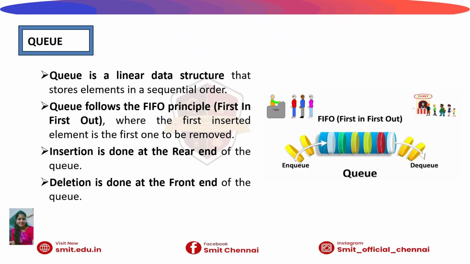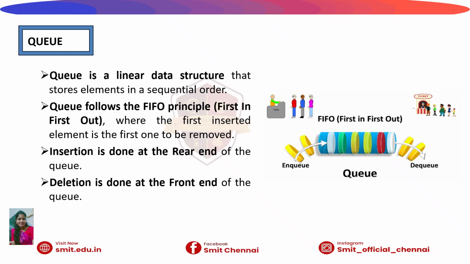Queue. Queue is a linear data structure that stores elements in a sequential order. It follows the first in, first out principle, meaning the first element added to the queue is the first one to be removed. There are two main operations in a queue, enqueue and dequeue. Enqueue adds an element to the rear of the queue and dequeue removes an element from the front of the queue.